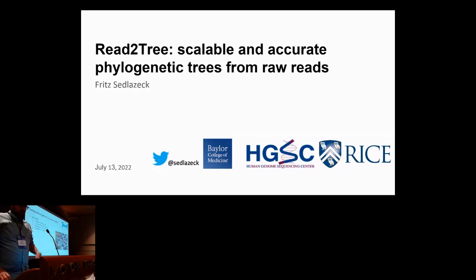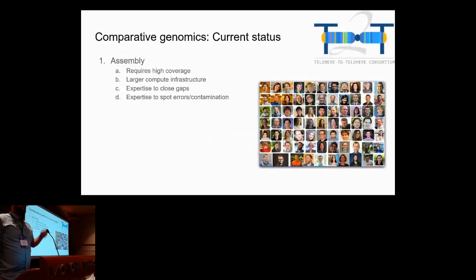So when we think about comparative genomics, the current status is often that we first of all assemble the species or the organism that we're interested in. We just recently did that with the T2T consortium together to resolve a human genome. And one of the recommendations of this consortium is nowadays to utilize 55x Illumina, 55x Nanopore, and 55x PacBio sequencing, which is of course quite expensive to do.